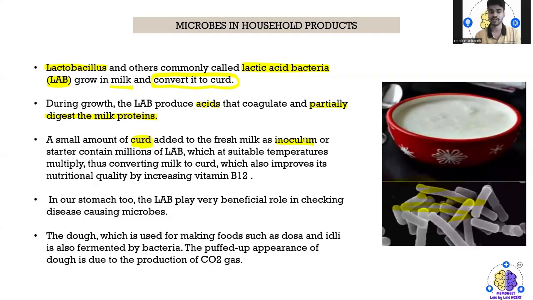So at suitable environmental conditions, say a proper temperature, with good nutrients, they multiply rapidly. During multiplication they utilize the content, and during their growth they also produce acids, lactic acid, and partially digest the milk protein. That is what I have said.